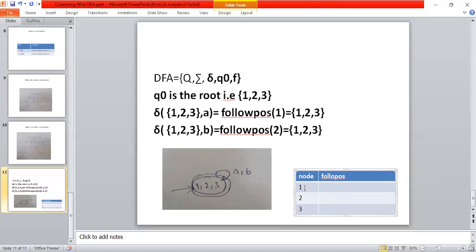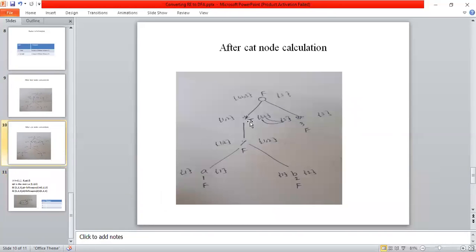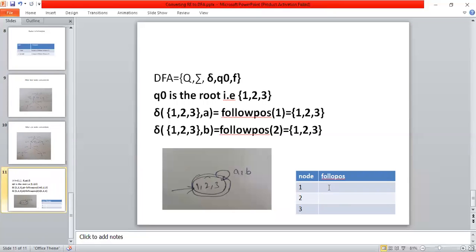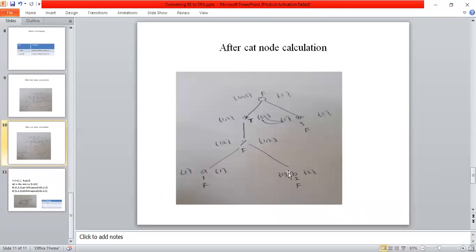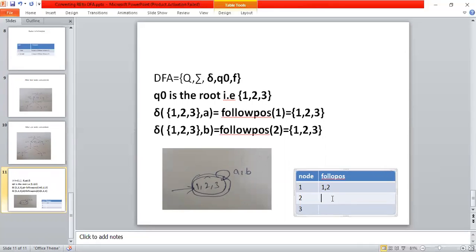Now I'm constructing the follow position for node 1. Node 1 is nothing but my star node. Star node means node 1 follows 1 and 2, so here I have written 1, 2. Similarly, according to the star node, node 2 follows 1 and 2, so here I have written 1, 2.